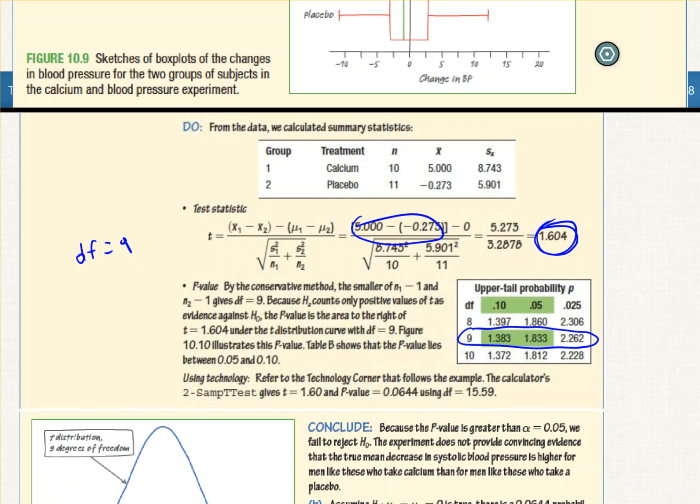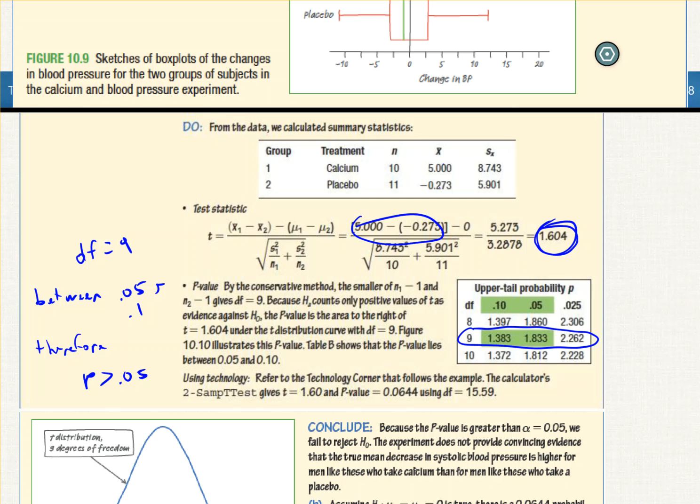It's between 0.05 and 0.1. So therefore, P is bigger than 0.05. And why does that matter? Because our alpha is 0.05. So from that, we can already say that we fail to reject the null hypothesis, right? We don't have convincing evidence that calcium caused the blood pressure to drop.